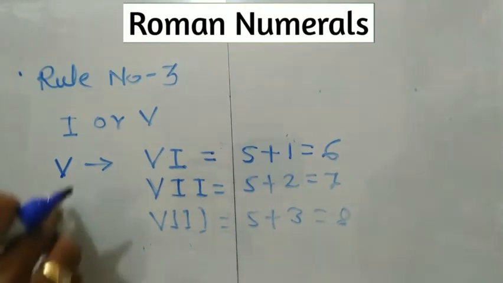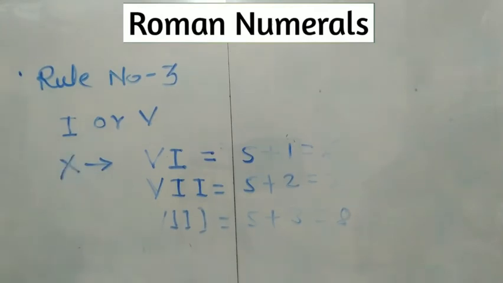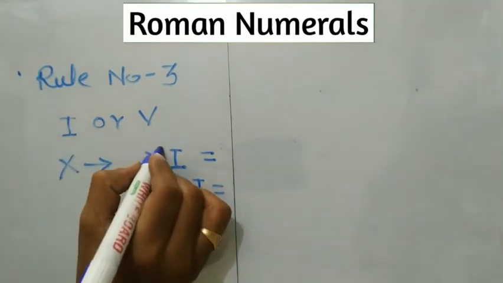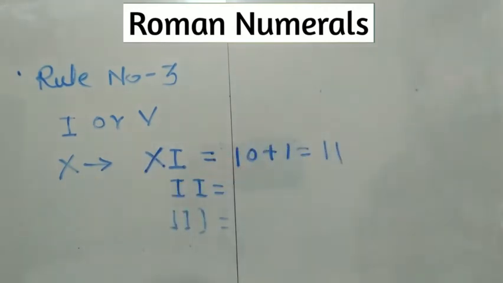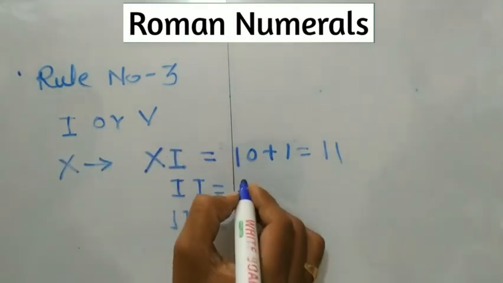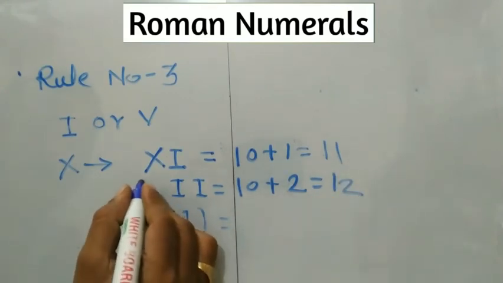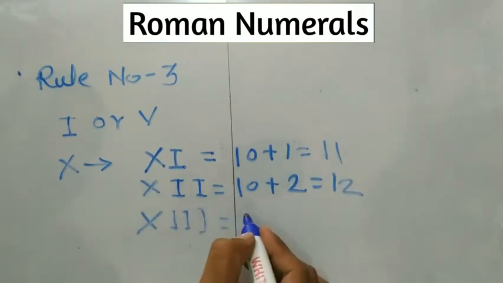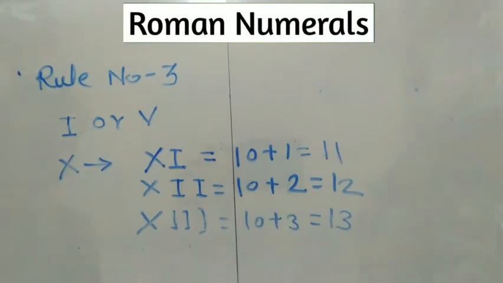ठीक है. अब इसके बाद हम देखते हैं अगर हम वैल्यू X के अंदर अगर I ऐड करते हैं तो क्या होता है. अगर हम X के साथ I को राइट हैंड साइड में ऐड करेंगे तो बनेगा 10 प्लस 1 इज इक्वल टू 11. अगर हम 2 I ऐड करते हैं तो बनेगा 10 प्लस 2 इज इक्वल टू 12. अगर हम X के साथ 3 I ऐड करते हैं तो क्या होगा 10 प्लस 3 इज इक्वल टू 13. इस प्रकार से इसकी वैल्यू बढ़ती है. अगर हम रूल नंबर 4 की बात करते हैं तो 4 में क्या आता है वो हम देखेंगे.